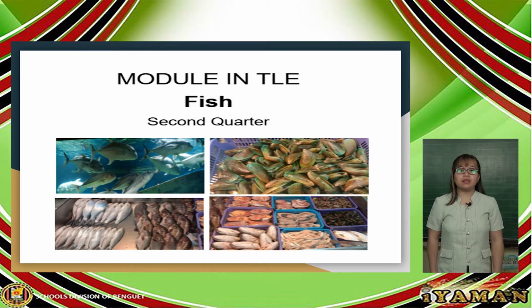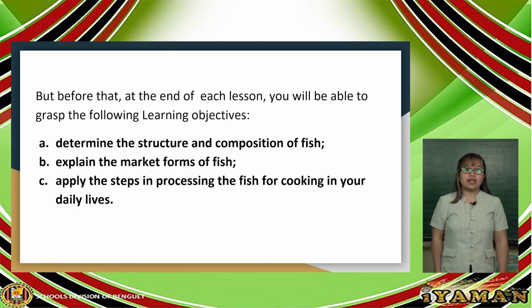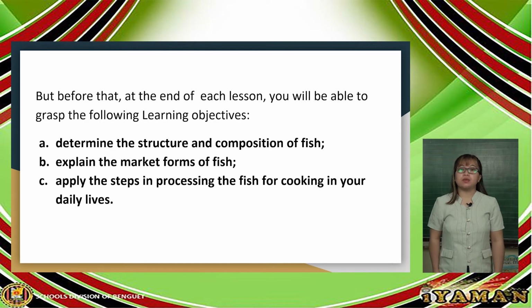You will be exploring the topics on the types of fish, its composition and structure, the market forms, the different cooking techniques, how to check its freshness, its nutritive value, and how to process the fish, such as scaling. But before that, at the end of each lesson, you will be able to grasp the following learning objectives. Letter A, determine the structure and composition of fish. Letter B, explain the market forms of fish. Letter C, apply the steps in processing the fish for cooking in your daily lives.